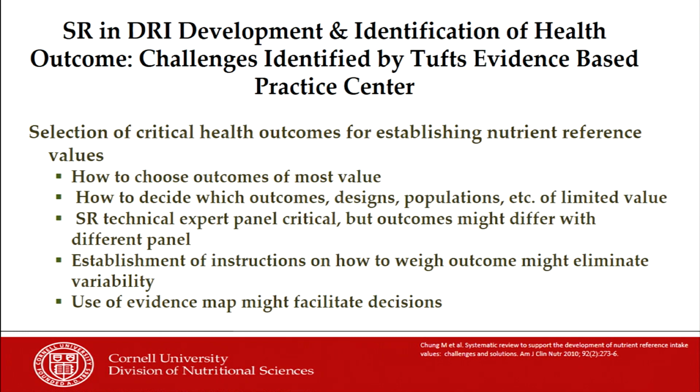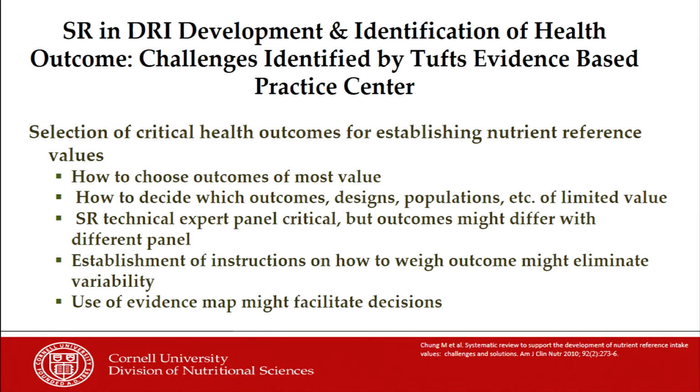And this frames then how the evidence is reviewed and the selection of the health outcome indicator. And there are a number of challenges that are faced in doing this, whichever nutrient is under consideration. And the Tufts Evidence-Based Practice Center and others identified some of these challenges. And part of this surrounds how do you select which health outcome is critical and which one will be used for establishing the nutrient reference intakes. One question is how to choose the one of most value.